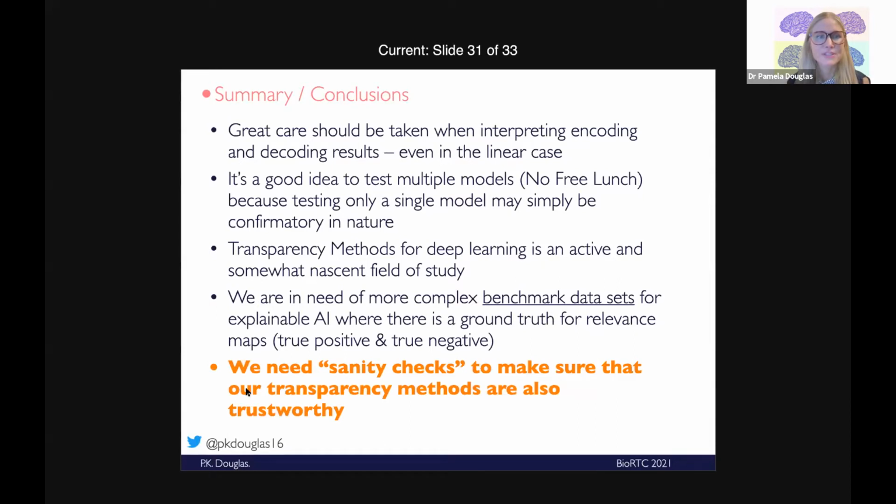So just in conclusion, great care should be taken when you're interpreting your deep learning neural networks. Please test out multiple models because there's no free lunch, and there's also this feature fallacy issue. Transparency methods are still a very active area of research, and we are in need for sure of more complex benchmark data sets, specifically not for the prediction itself, but for the interpretation process. And we also need sanity checks to make sure that our own transparency methods are also trustworthy.